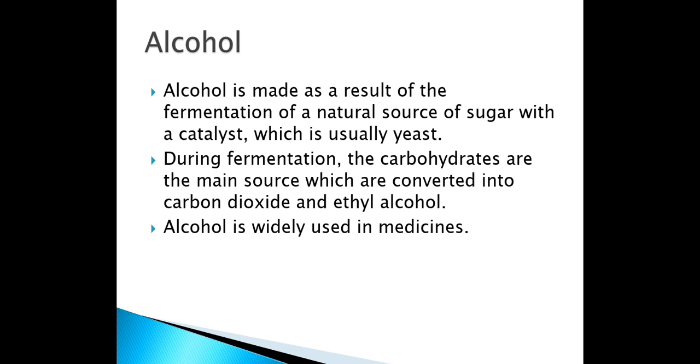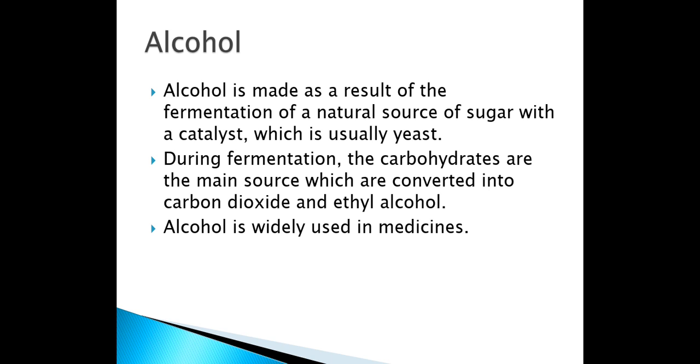First one, alcohol. Alcohol is made as a result of fermentation of a natural source of sugar with a catalyst, which is usually yeast. Actually, in the formation of alcohol, yeast is used, and you know that yeast is a microorganism which can do anaerobic respiration, which can do alcoholic fermentation. So with any natural source of sugar, like we can use rice, we can use wheat grains, we can use different types of fruits, etc., which have naturally some sugar.